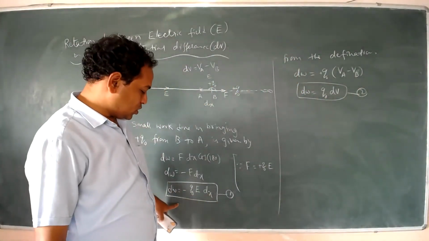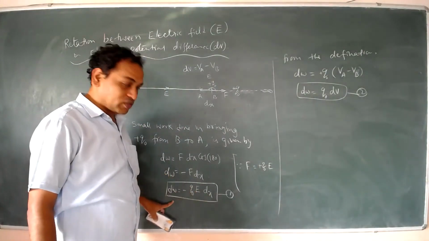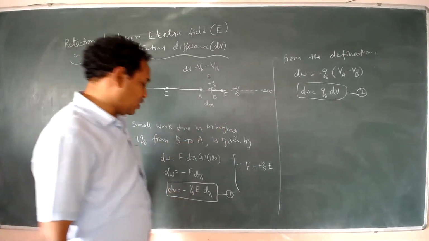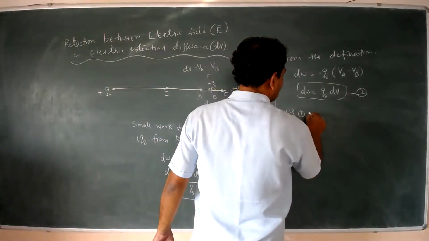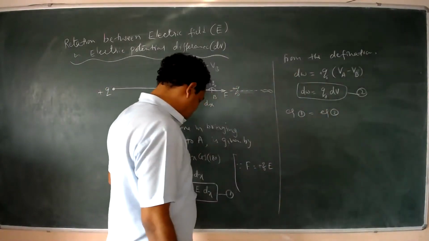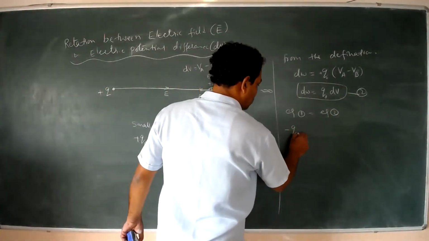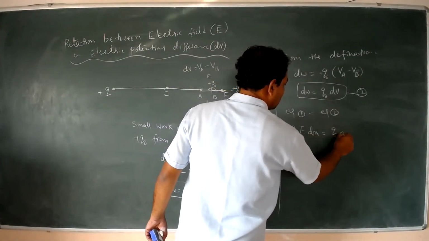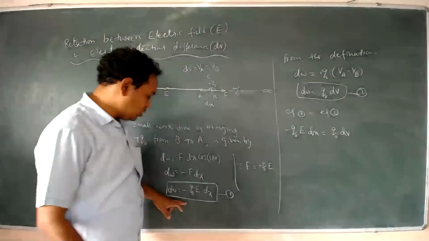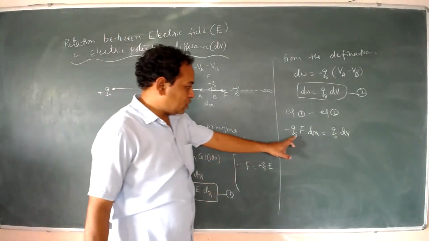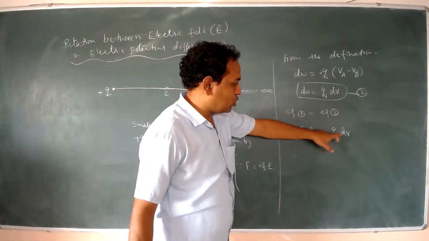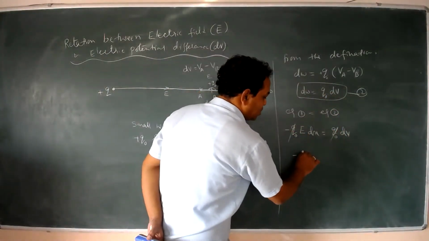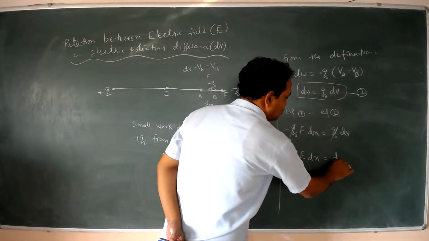This equation also says work done. So if you equate, then equation 1 is equal to equation 2. Equation 1 is minus Q naught E into dx. This one is Q naught into dV. Therefore, here Q naught will get cancelled. What is left here? Minus E dx is equal to dV.